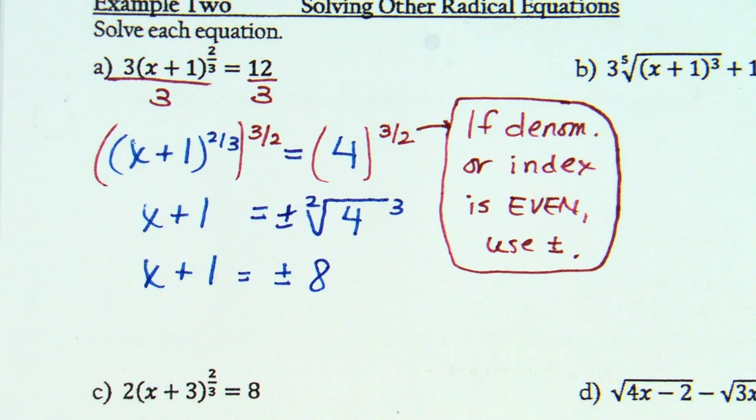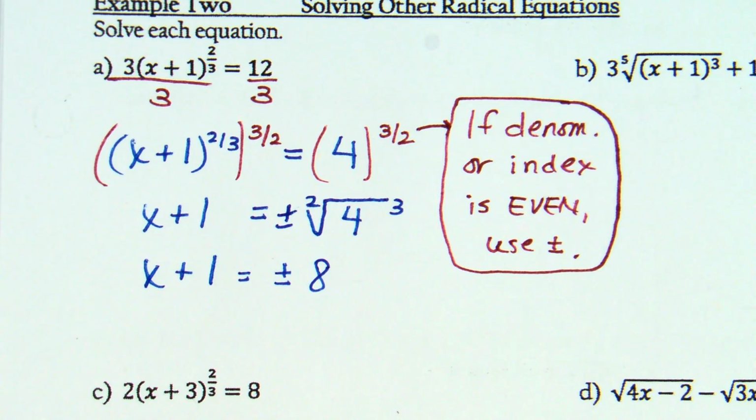And if you preferred, you could have done 4 to the third. 4 to the third is 64, and the square root of 64 is 8. Doesn't matter which way you do that. How do I finish this up? You have to subtract 1 from negative 8 and positive 8.